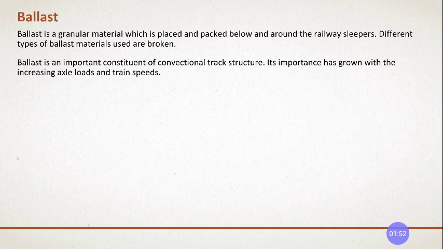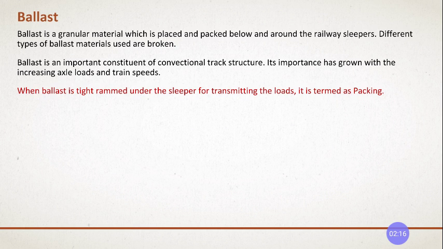The ballast is an important constituent of conventional track structures. It has grown important with the increasing axle loads and train speeds. As the train speed is increasing, and as the axle load, that is the load coming from the train on the tracks, is increasing, the requirement of the ballast is also very important because of that. The lines which we have marked with red are very important, so I have marked them in red to highlight them.